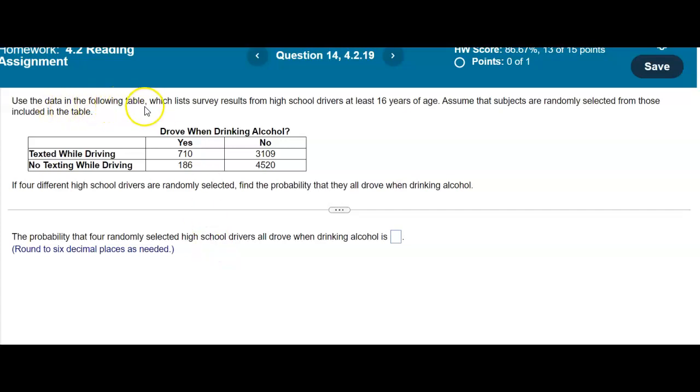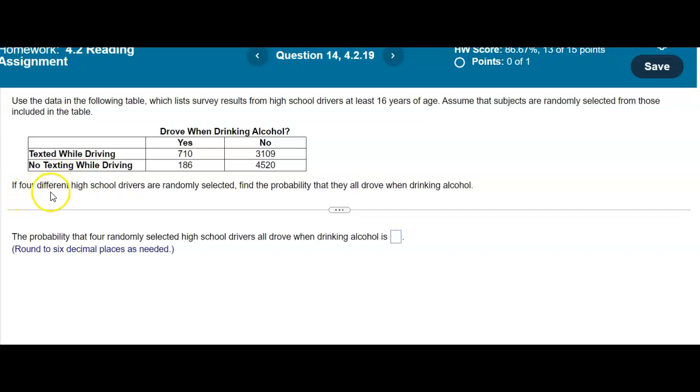Use the data in the following table, which lists survey results from high school drivers at least 16 years of age. Assume that subjects are randomly selected from those included in the table. Here's our table. The columns say drove when drinking alcohol, yes or no, and the rows say texted while driving and no texted while driving.